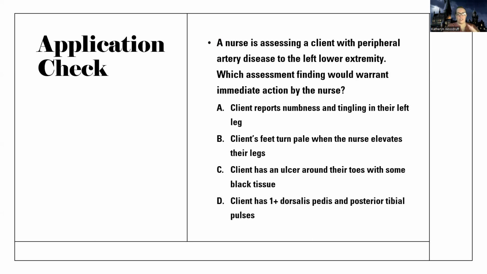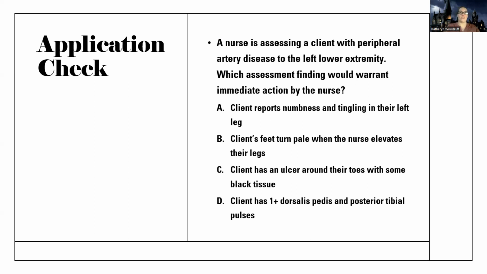That sounds kind of serious. This one's the top of my list so far. Client has a 1+ dorsalis pedis and posterior tibial pulse. And so, for that, like I mentioned, that's normal, that's expected. So A, B, and D are all things that can happen.